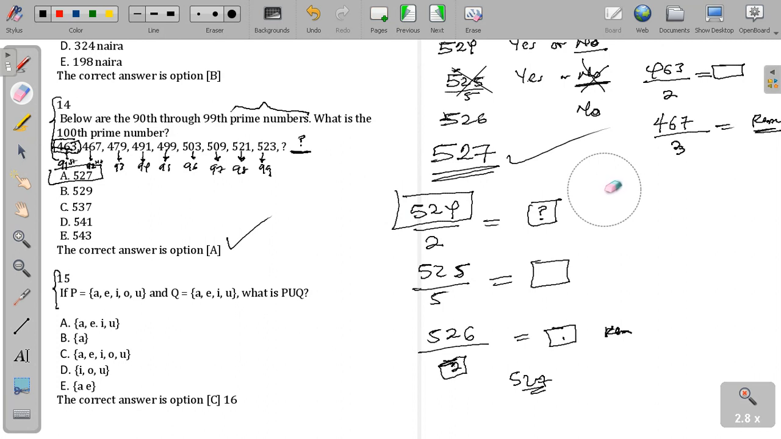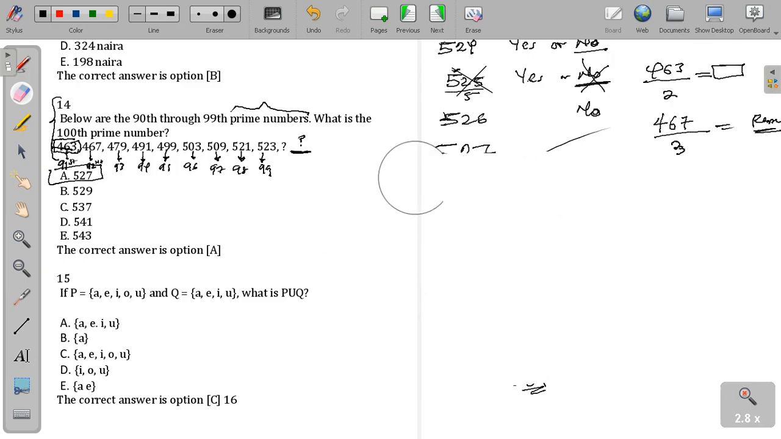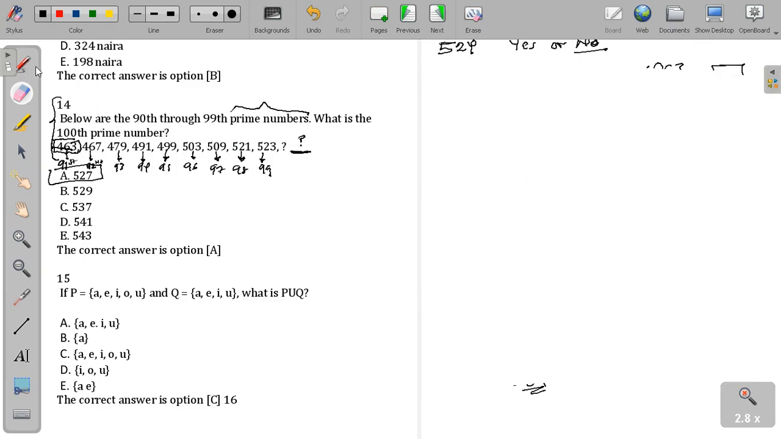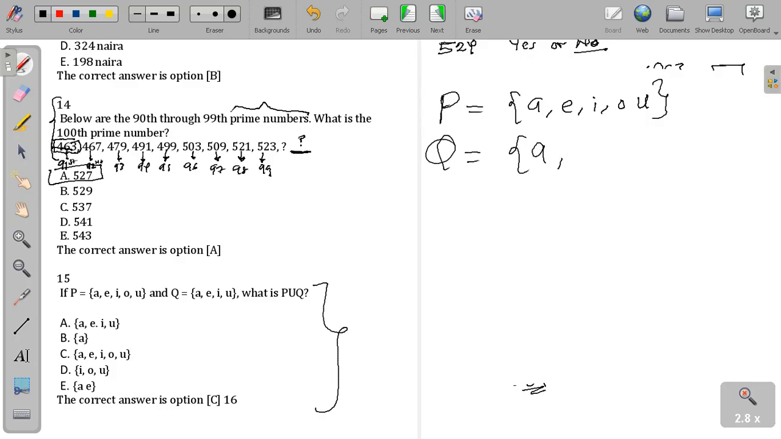Hello, can you guys hear me? Okay, so let me just take the last part, which is number 15. For this number 15, P is given to us as this, and we have Q as A, E, I, U. This question is based on sets, all right? I have P equals A, E, I, O, U, and then set Q is given to us as A, E, I, U.